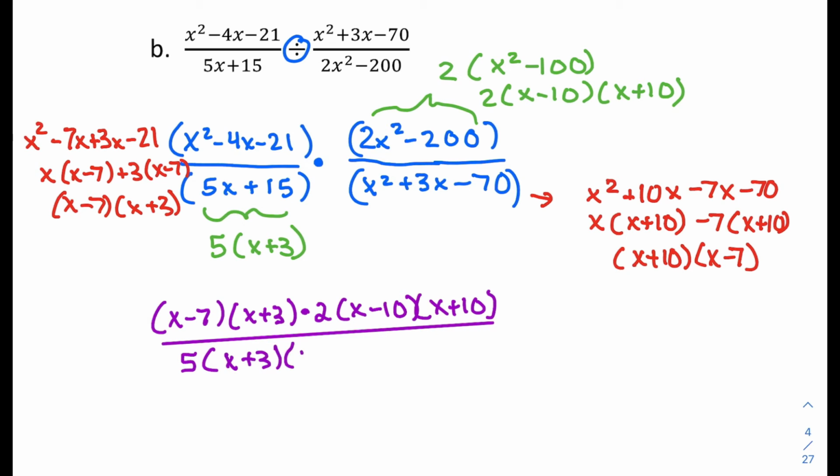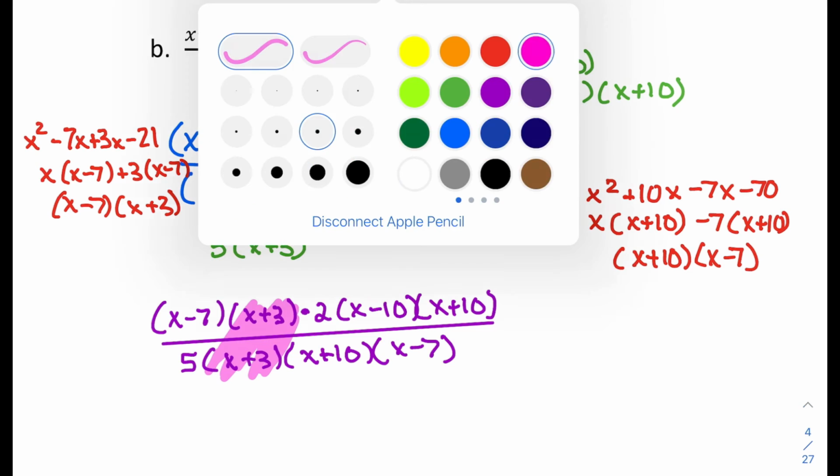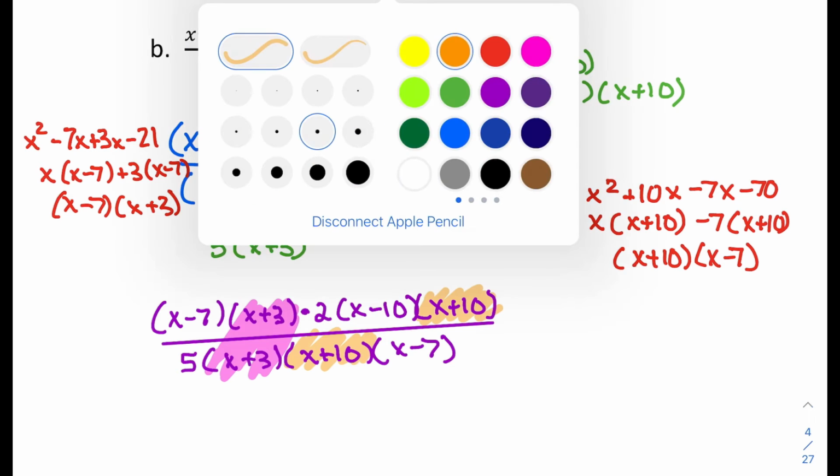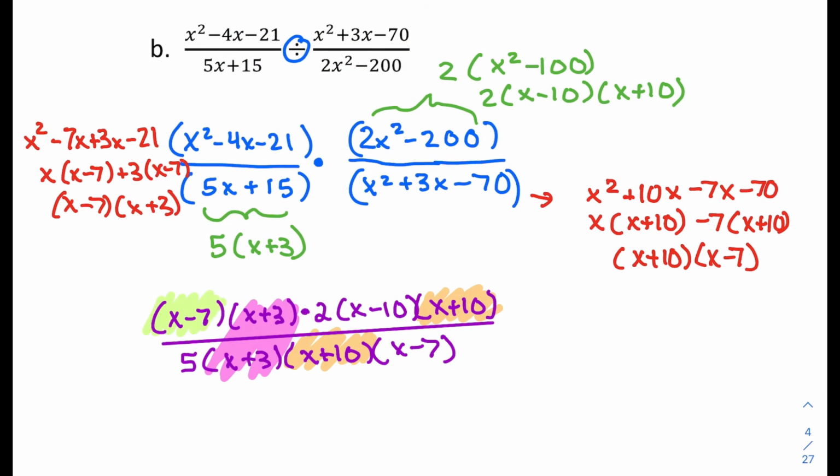And then once I get it all rewritten, if I have anything that divides out to 1, I want to go ahead and divide it out to 1. So x plus 3 divided by itself will give you 1. And then my x plus 10s divide out to 1. And so do my factors of x minus 7. So that's going to leave me with 2 times the quantity x minus 10 all over 5 for my final factored and simplified fraction.